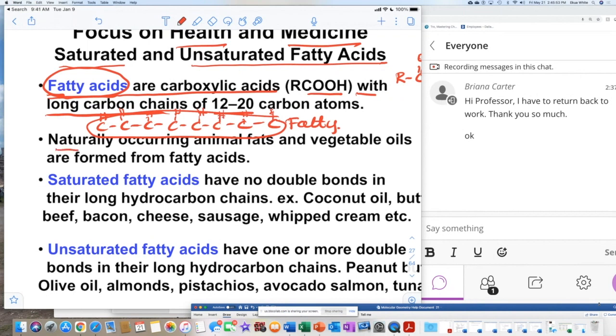So we're told here naturally occurring animal fats and vegetable oils are formed from fatty acids. These are natural as you eat animal fats in meats or vegetable oils like canola oil. These are naturally formed from fatty acids. So there are different kinds of fatty acids. They're the ones that are saturated. Remember, saturated are the ones that have no double bond, right? These are like the alkanes, no double bond. These have long hydrocarbon chains.